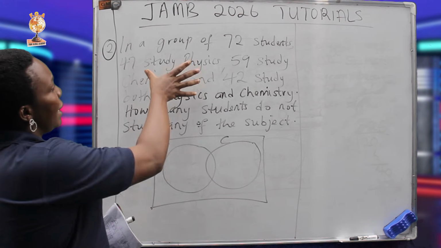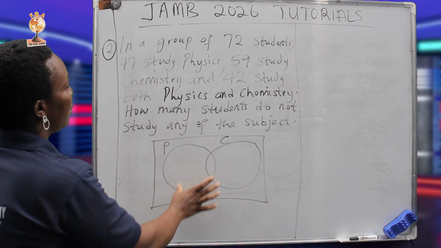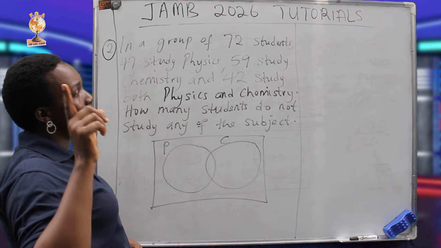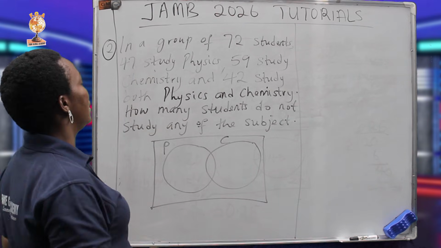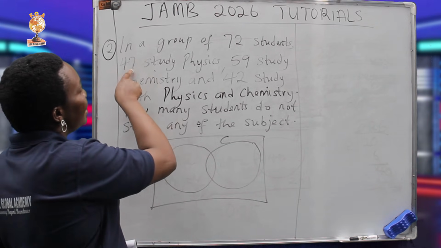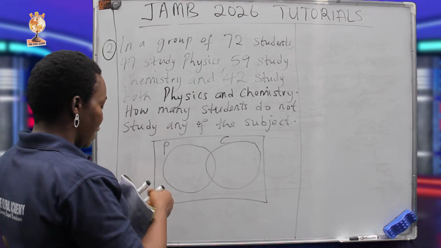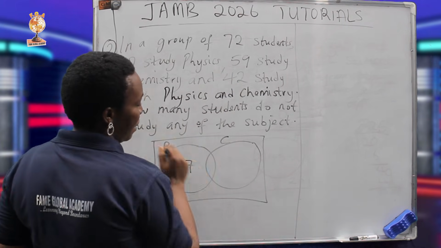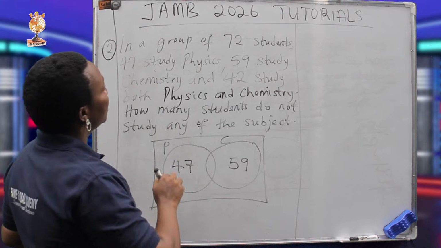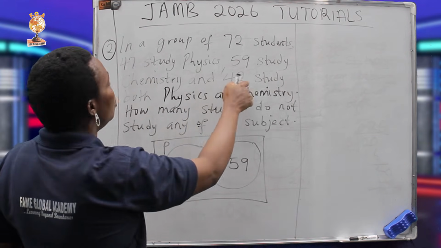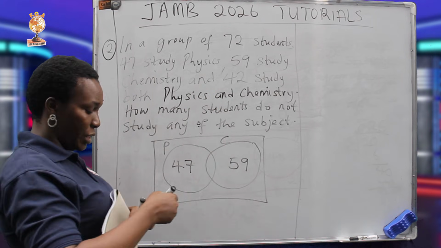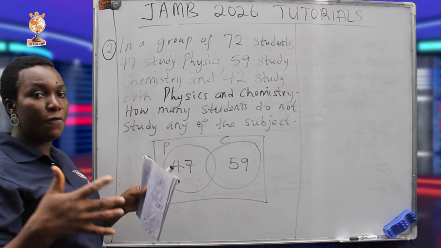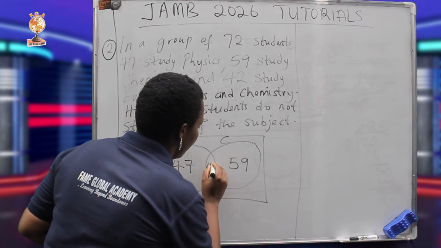Okay, so let's look at what is going on here before we can write our numbers. It said in a group of 72 students, note, the students are 72 in number. Out of the 72, 47 study physics. 59 study chemistry, so we have 59 here. And 42 studied both physics and chemistry. Both physics and chemistry is this middle, the intersection of physics and chemistry. So we have 42 here.